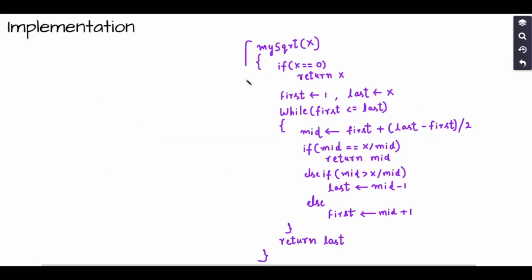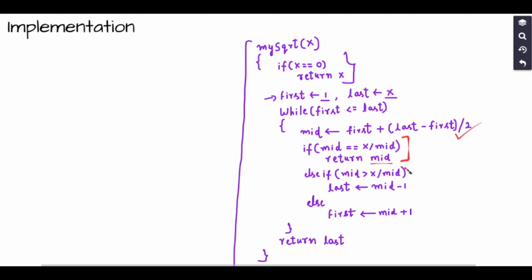So this is the implementation of my square root function. This is the base case: when x is 0, the square root of 0 is 0. Then here is my search space, that is 1 to x. The square root of x lies within this range. Then I run my while loop. In this while loop, I'll calculate the middle value. I check if this middle is basically the square root of x. If it is, then I return this middle right from here.